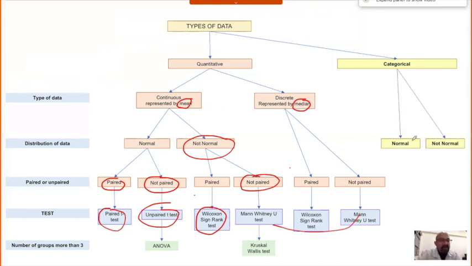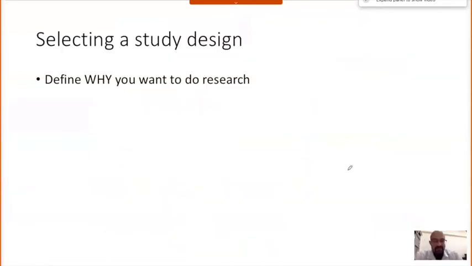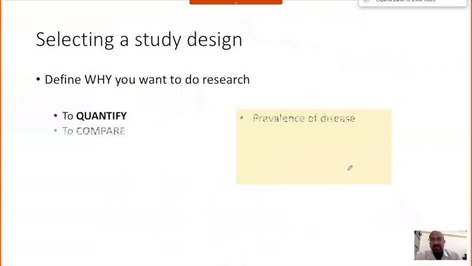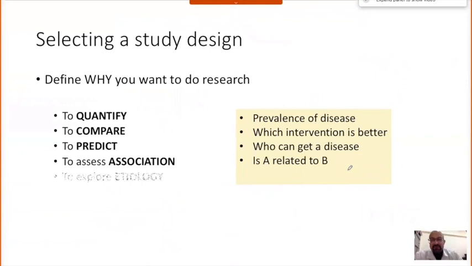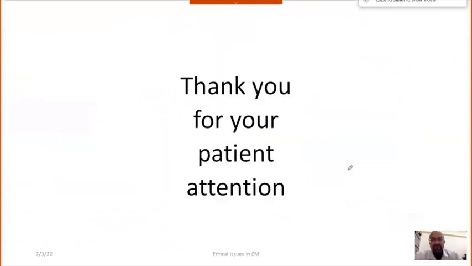Looking at categorical data, whether it is normal or not normal. If it's normal, we use the chi-square test. And if it's not normal, what we use is the Fisher exact test. That is how we identify which statistical test to use. And we already did which study design we need to use. And that's the end of my presentation. And I thank you for your patient attention.